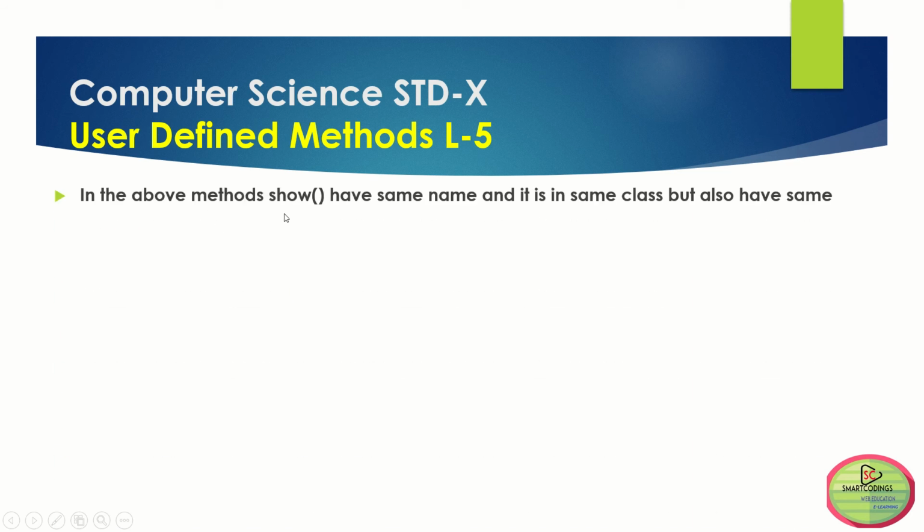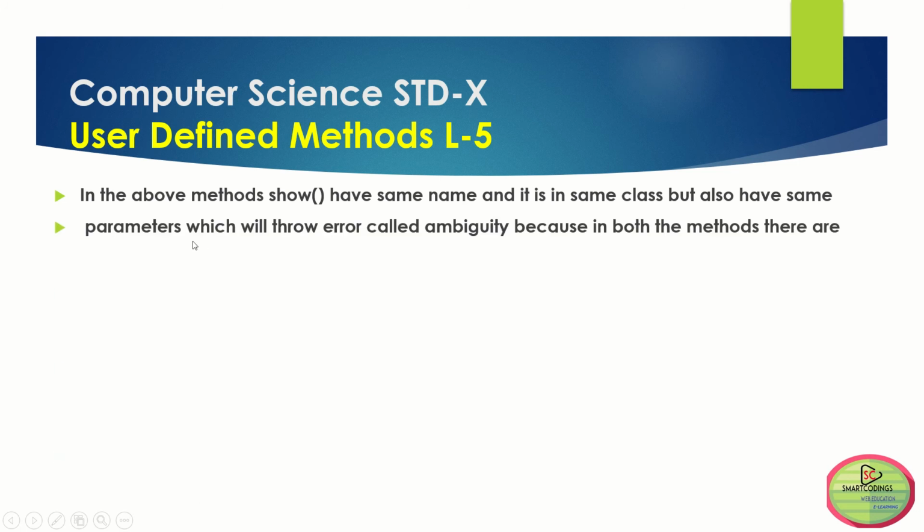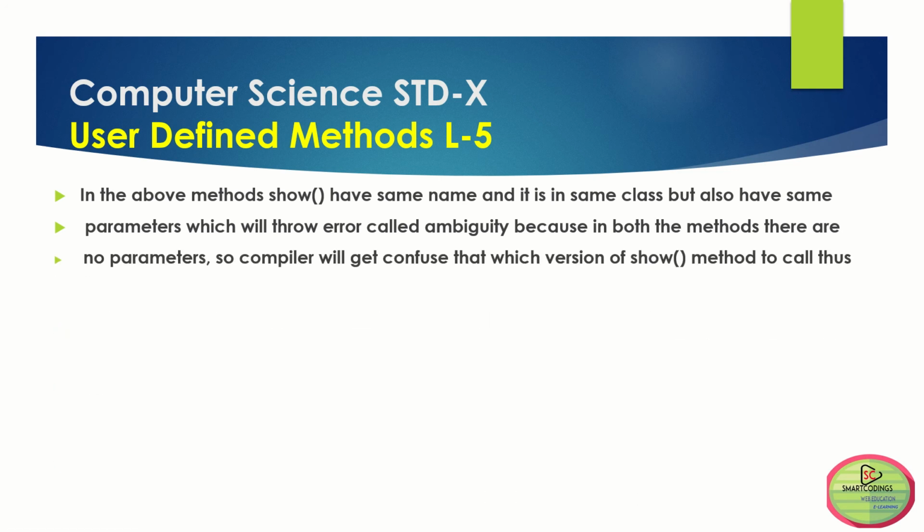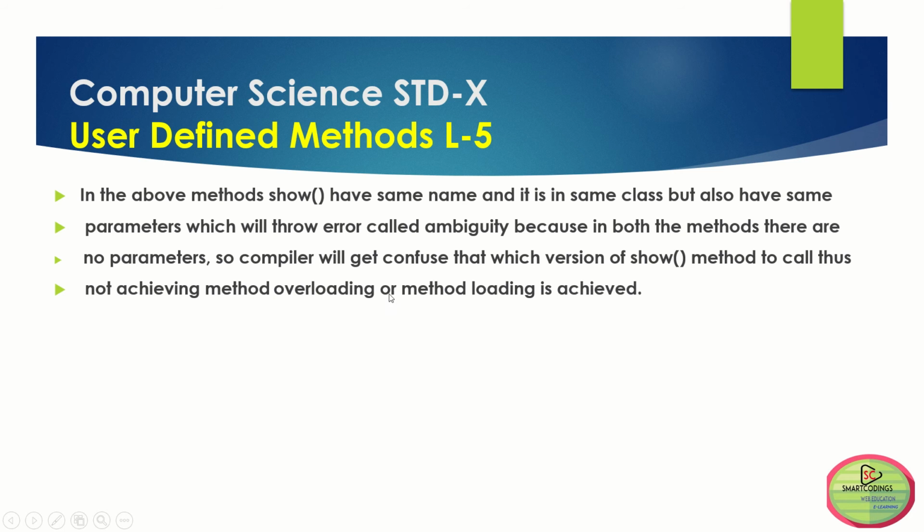In the previous slide, you just saw the show method having the same name in the same class. Two conditions are fulfilled, same name and same class, but they also have the same parameters, meaning there is no parameter there and no parameter there. In terms of parameters also, they are the same, which will throw an error, called an ambiguity error. It is called ambiguity because in both methods there are no parameters. So the compiler will get confused about which version of show method to call, thus method overloading is not achieved because both are of the same type.